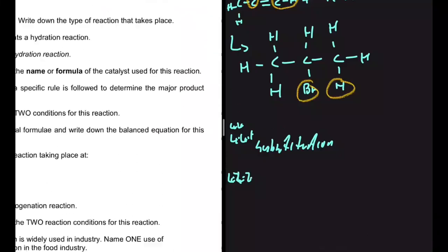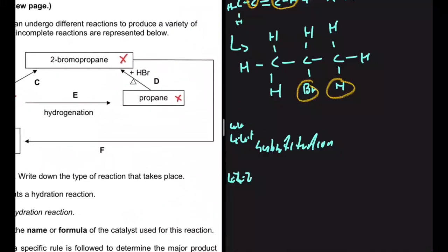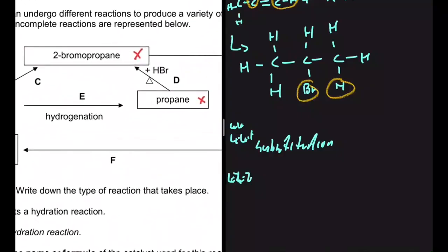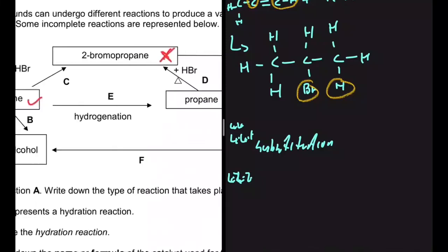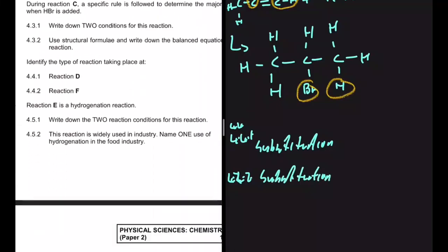4.2, which reaction are we interested in? We are interested in reaction F. In reaction F, do we start with an alkene? The answer is no. Do we end with an alkene? The answer is still no. So again, that is a substitution reaction. It cannot be otherwise.